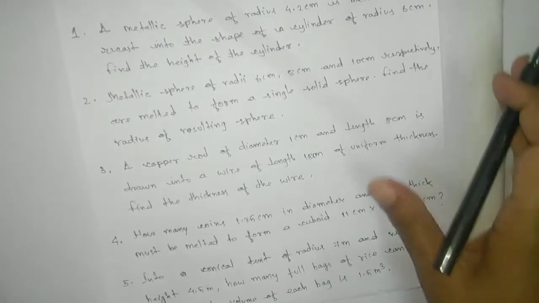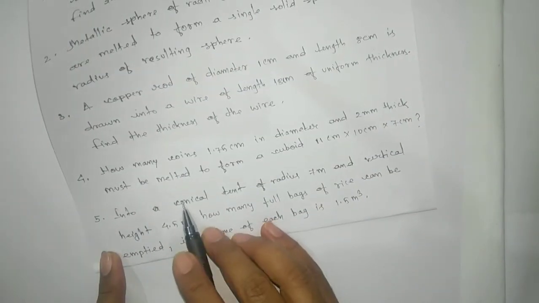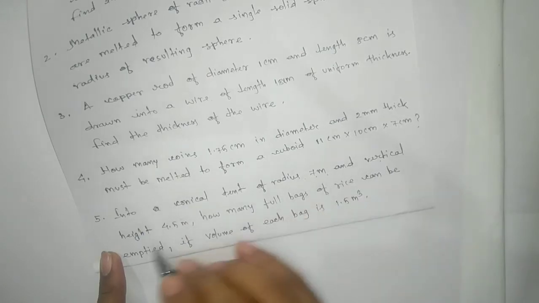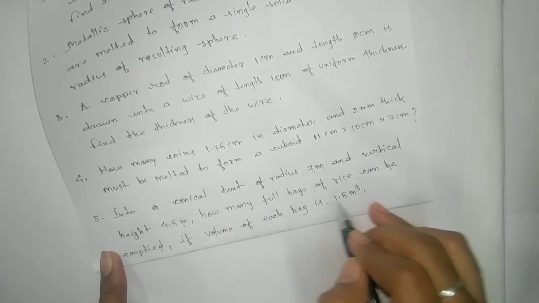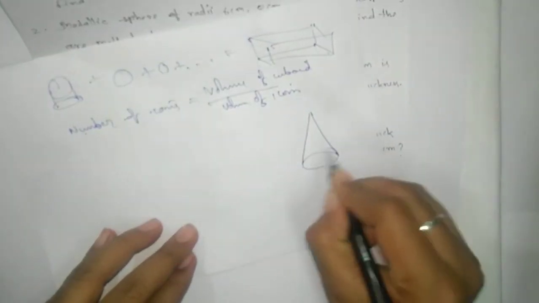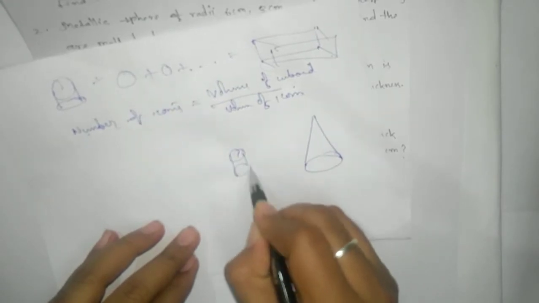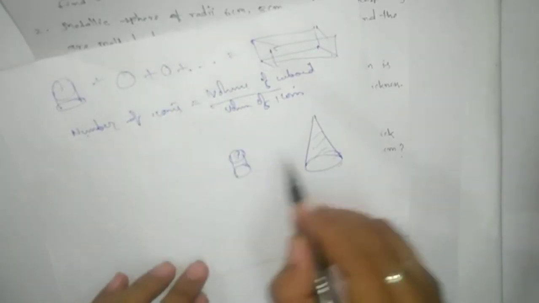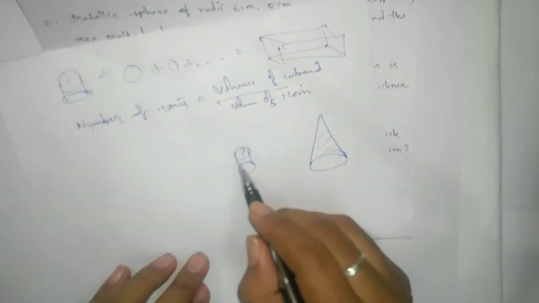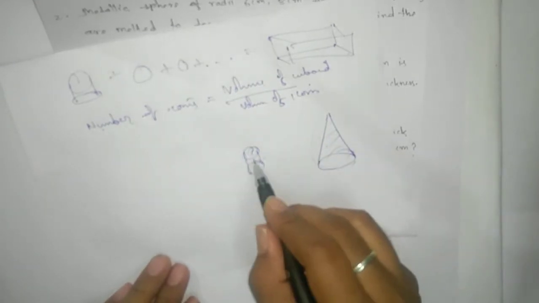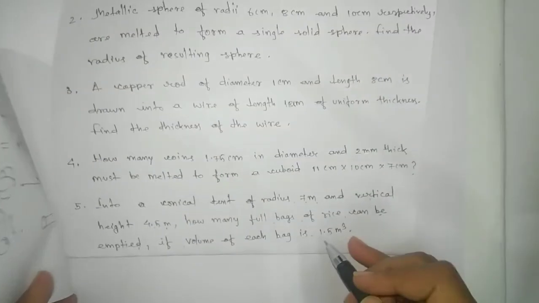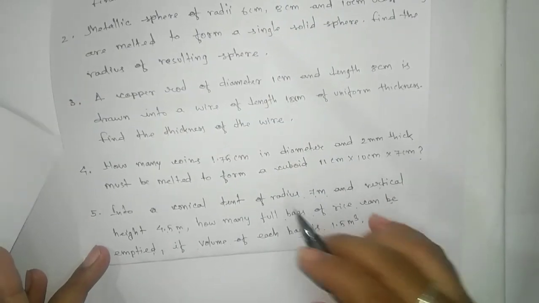And the fifth one: in a conical tent of radius 7 meter and vertical height 4.5 meter, how many full bags of rice can be emptied if the volume of each bag is 1.5 meter cube? Means you have a conical tent, and you have to fill it completely by emptying bags. Again to find the number of bags, the bags are smaller, so the number of smaller objects equals the volume of the bigger object divided by the volume of the smaller object. So the volume of the conical tent divided by the volume of one bag. Here we have the volume of one bag as 1.5 meter cube. We'll put that in and get the answer.